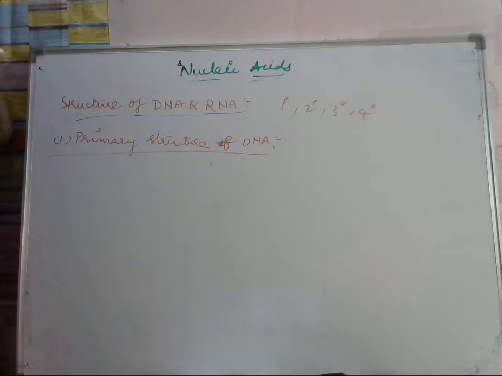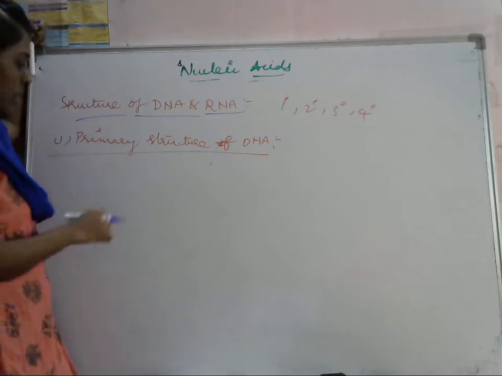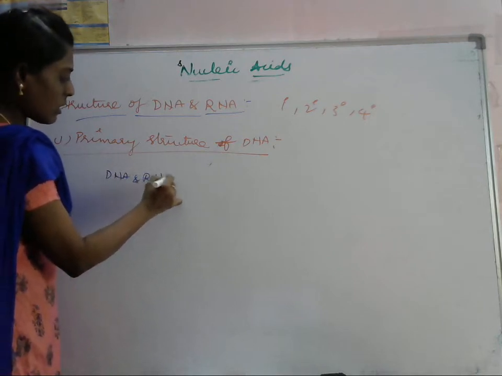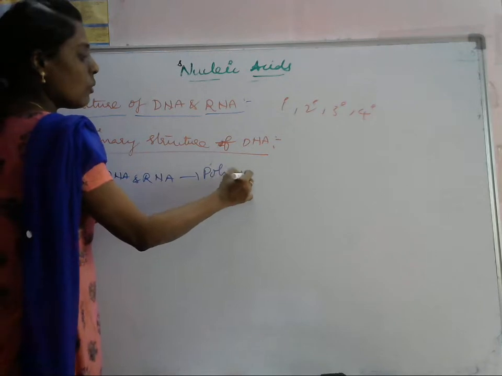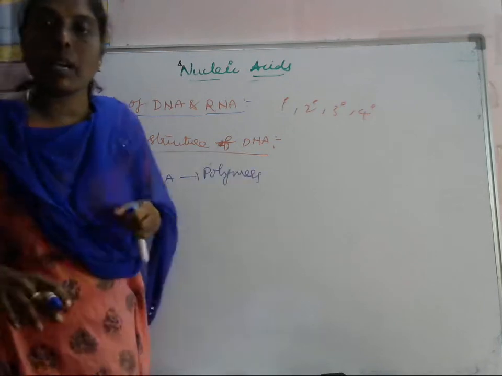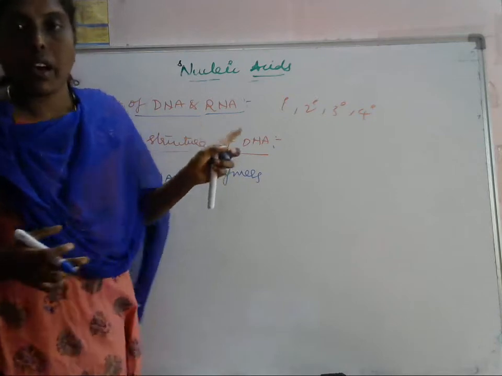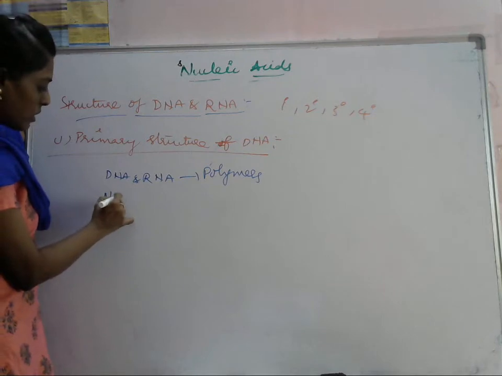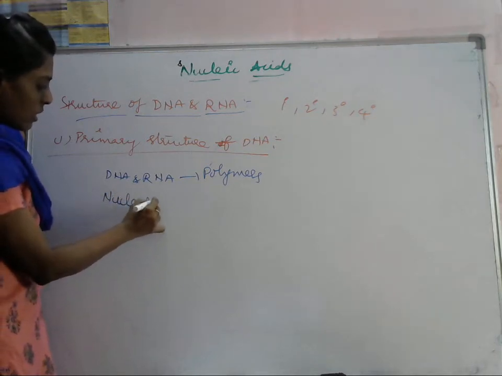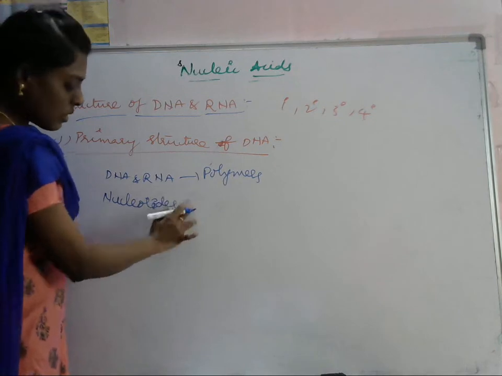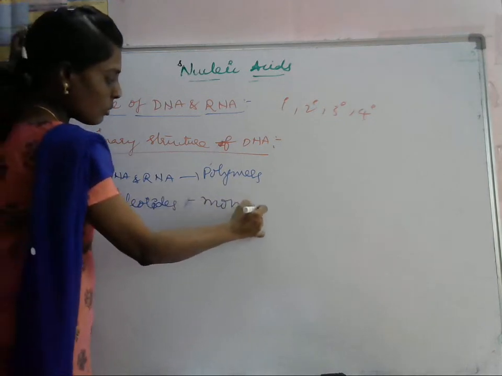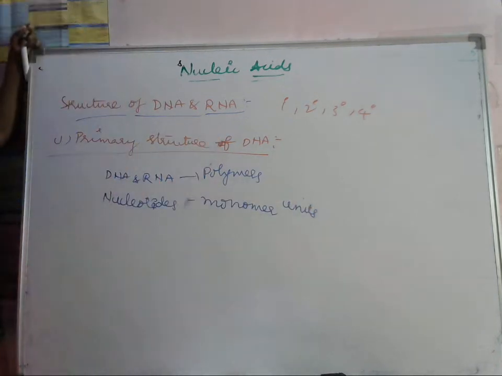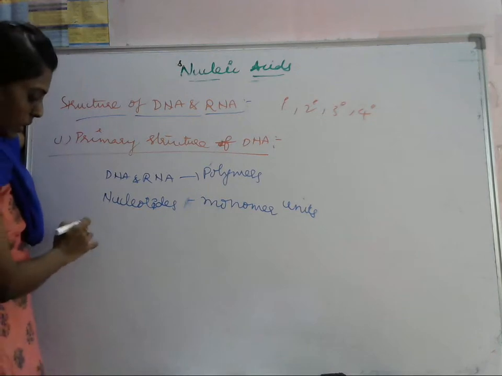So nucleic acids, DNA and RNA, are polymers. What are these? They are polymers, meaning many units are combined to form a polymer, which is called DNA and RNA. Here we have nucleotides. Nucleotides are monomer units. So in nucleic acids, each nucleotide is linked by a phosphate ester.